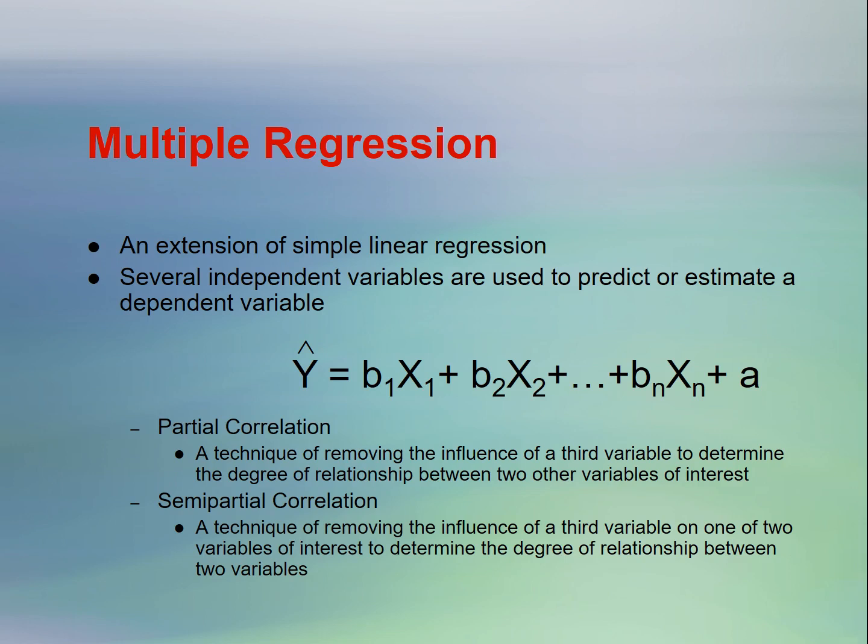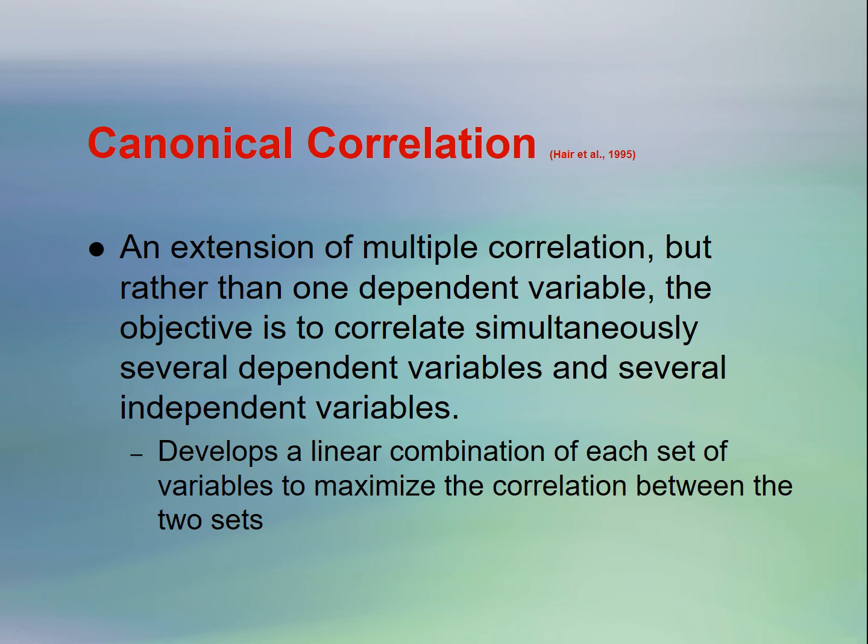Semi-partial correlation is a technique of removing the influence of a third variable on one of two variables of interest to determine the degree of relationship between the two variables. If I have several variables, including several dependent variables and several independent variables, I might use canonical correlation. Canonical correlation is an extension of multiple correlation, but rather than one dependent variable, the objective is to correlate simultaneously several dependent variables and several independent variables. It develops a linear combination of each set of variables to maximize the correlation between the two sets.